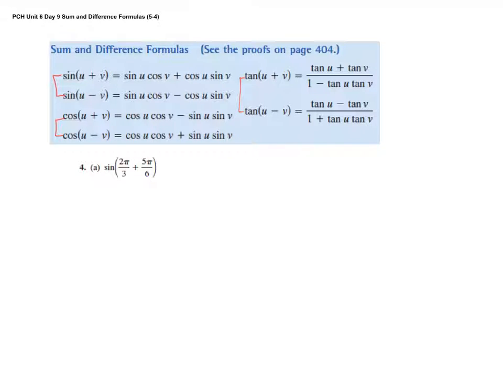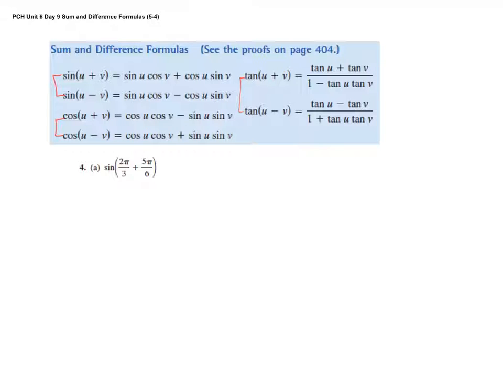Now the tangents. Tangent of u plus v is tangent u plus tangent v over 1 minus the product. Tan of u minus v is tangent of u minus tangent of v over 1 plus tan u tan v. So once you remember the structures, notice the numerator is the same operation as you're doing with the angles. The denominator is the opposite.